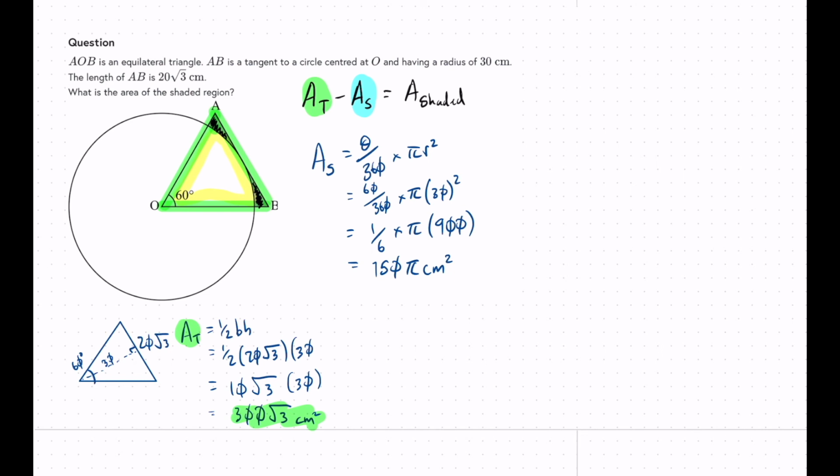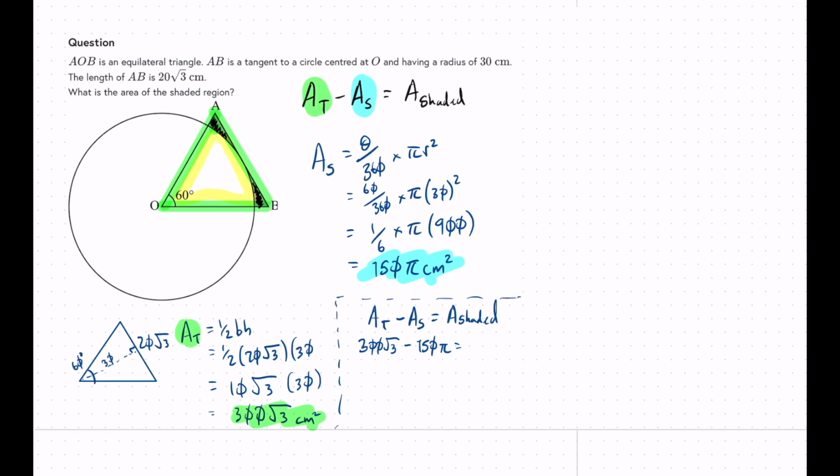Okay, so now I have these two, I can complete the expression that we started with. A shaded. Okay. So, A T, well that was 300 square root 3 minus 150 pi.